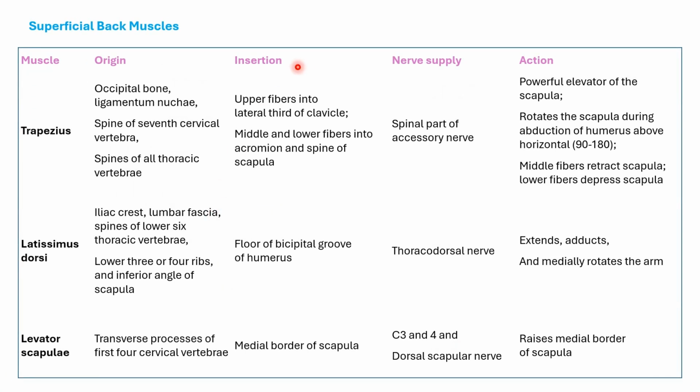Now we look at the insertions. Trapezius has two parts. Upper fibers insert to the lateral third of the clavicle, and middle and lower fibers insert to the acromion and spine of the scapula. Latissimus dorsi inserts to the floor of the bicipital groove of the humerus. And levator scapulae inserts to the medial border of the scapula, actually the dorsal surface.